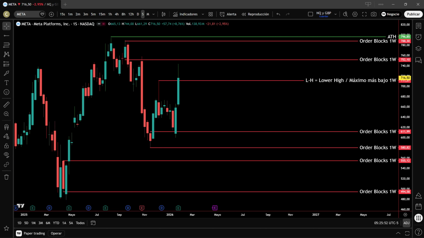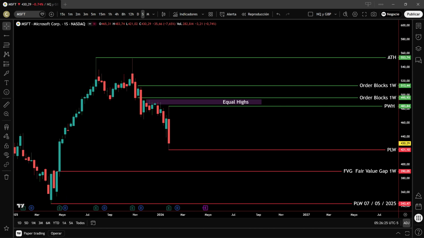We are switching assets to analyze Microsoft on its weekly chart. After reaching its ATH, or all-time high, at $553.74, the price has entered a corrective phase after finding resistance at an equal high zone near $500. It is fundamental to observe how the market is now seeking liquidity at lower levels.